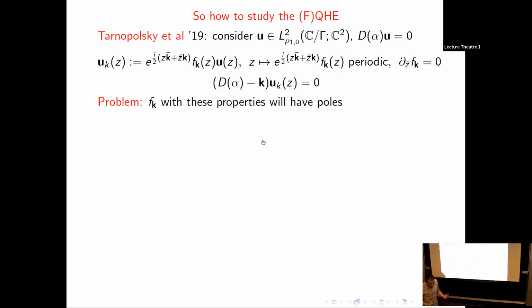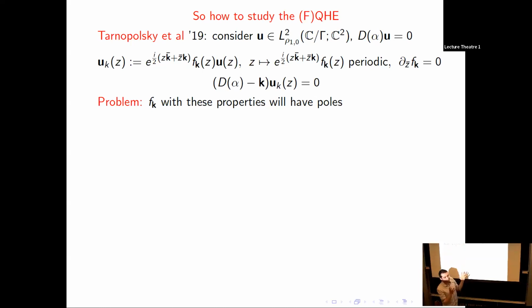But it has a problem. The problem is that I'm looking for periodic solutions, right? So if I take my K not in the boundary of my Brillouin zone, this function is not going to be periodic. So essentially, because this is not going to be periodic for all K, I have to find a way to make this a periodic solution. Well, how can I do that? It seems a bit difficult because on the one hand, I don't want this F.